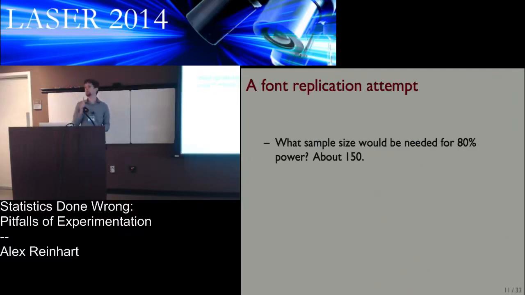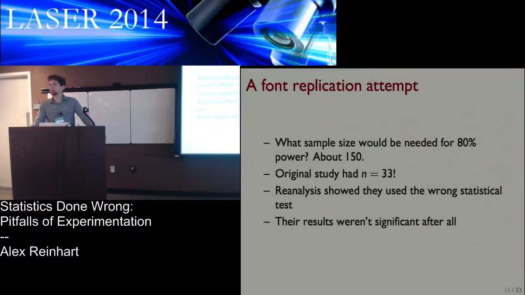But they could have avoided all of that because once I calculated this, I looked back at the original study and I noticed they only had 33. And so I thought, well, how could that happen? So last year, the group who presented at Laser, they had obtained from the original authors the Excel spreadsheets, all the calculations. And they realized that they used a completely inappropriate statistical test to calculate their results. They were using a paired t-test when it made no sense to do a paired t-test. And their results weren't actually statistically significant at all.